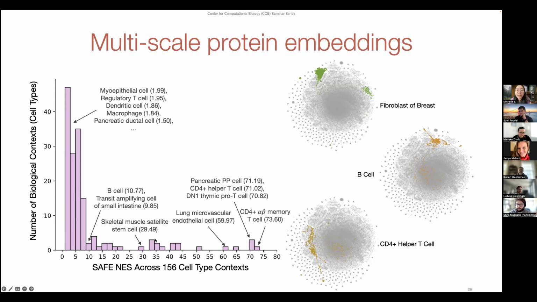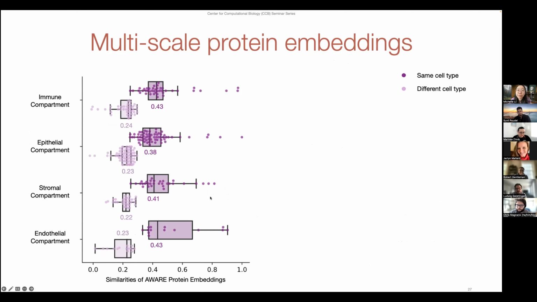the spatial regions in AWARE's embedding space are significantly enriched for protein representations originating from the same cell type context. And this suggests that AWARE's contextualized protein representations self-organize meaningfully in the embedding space.